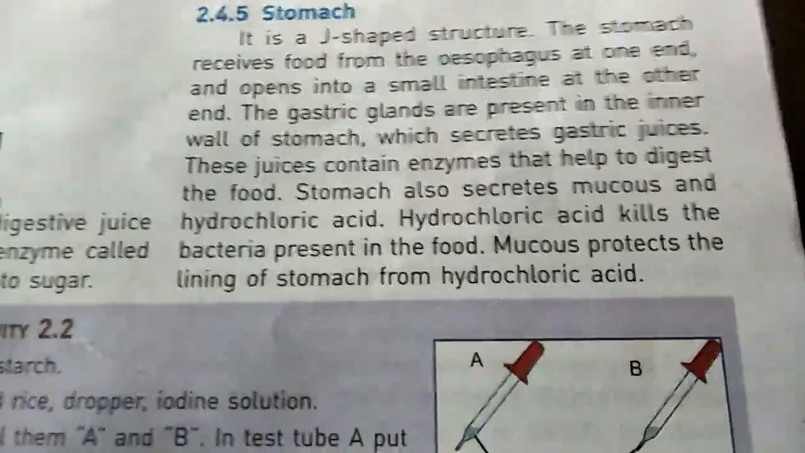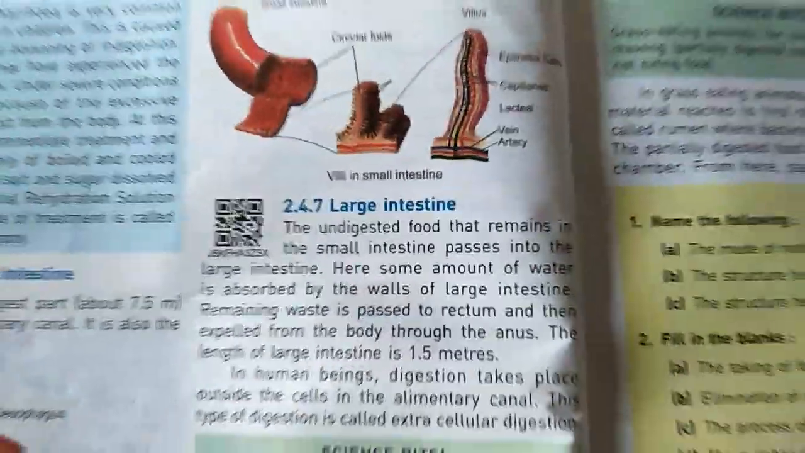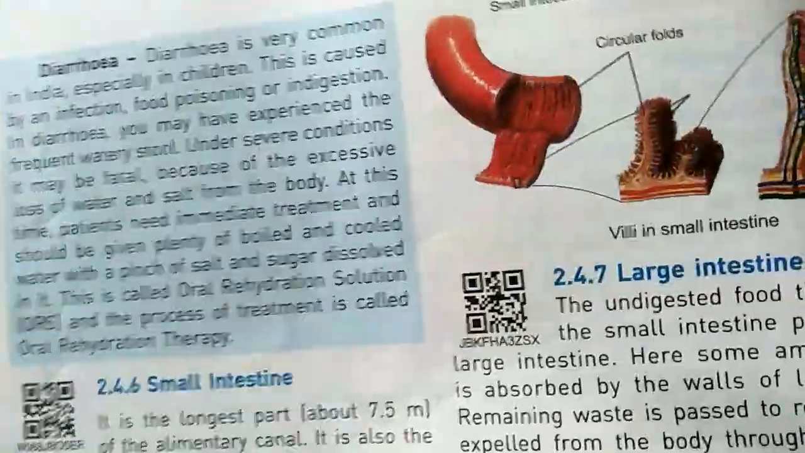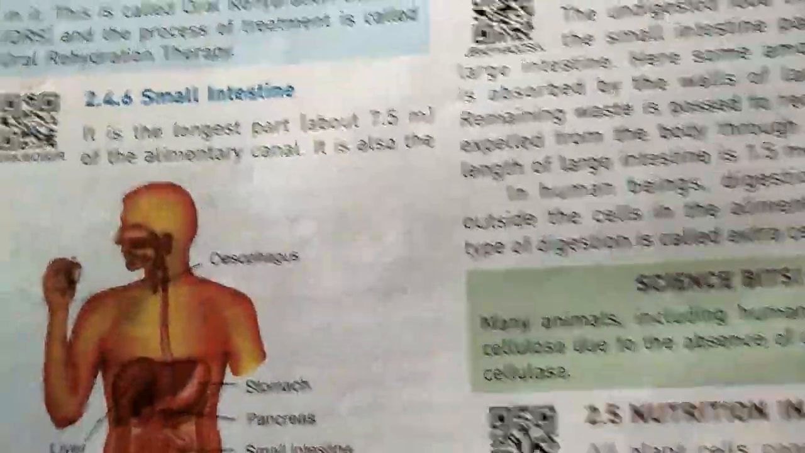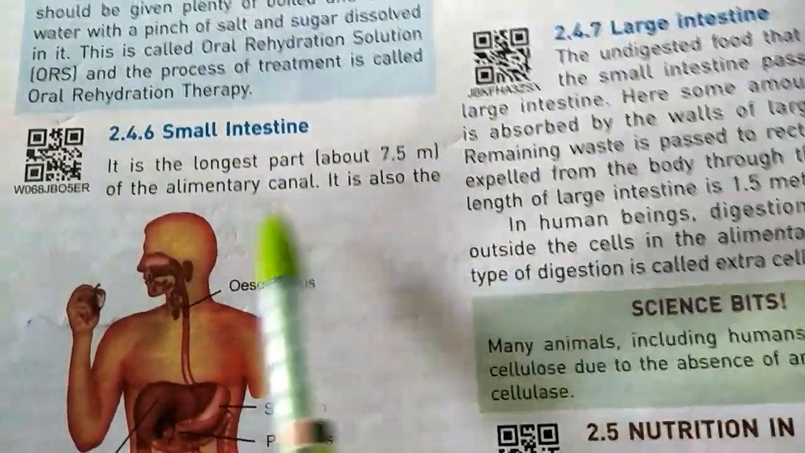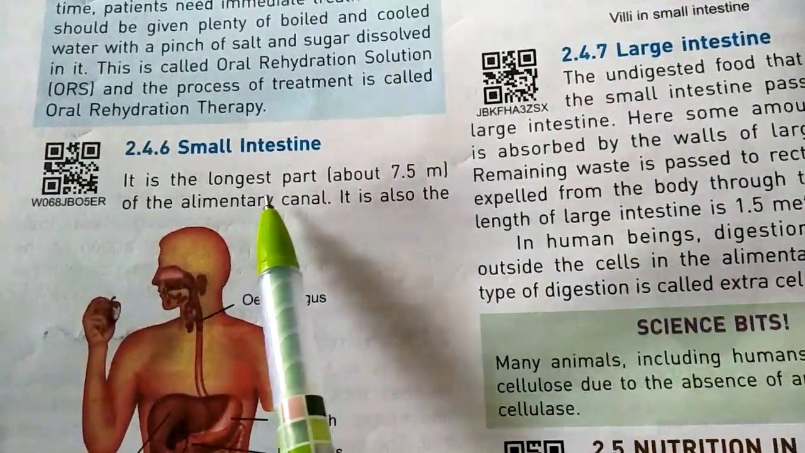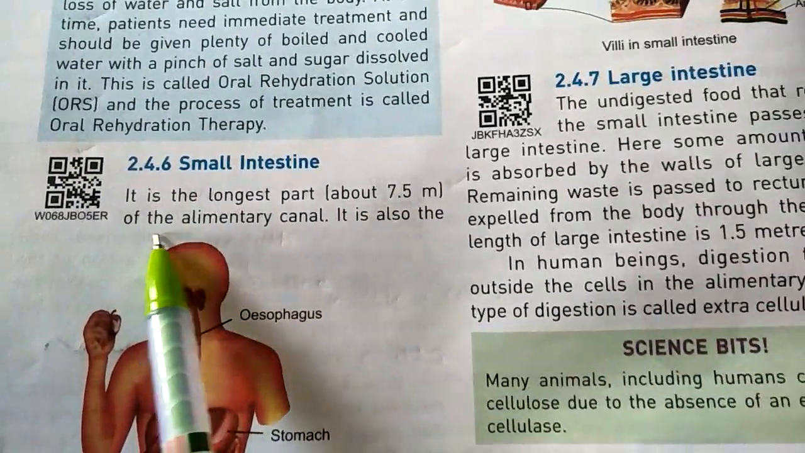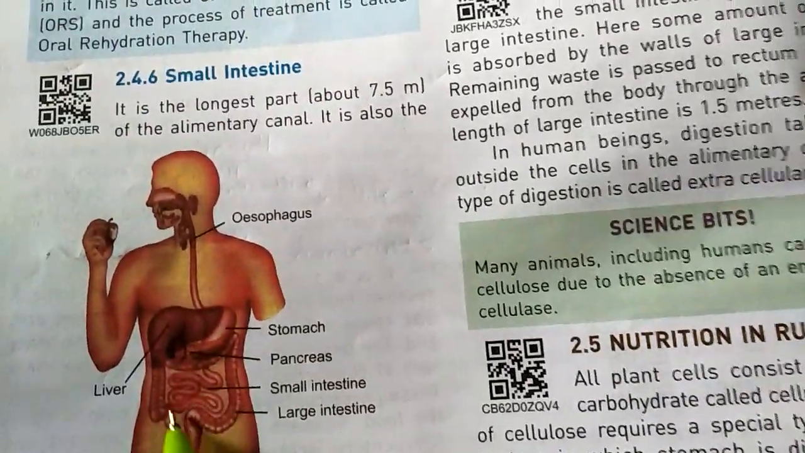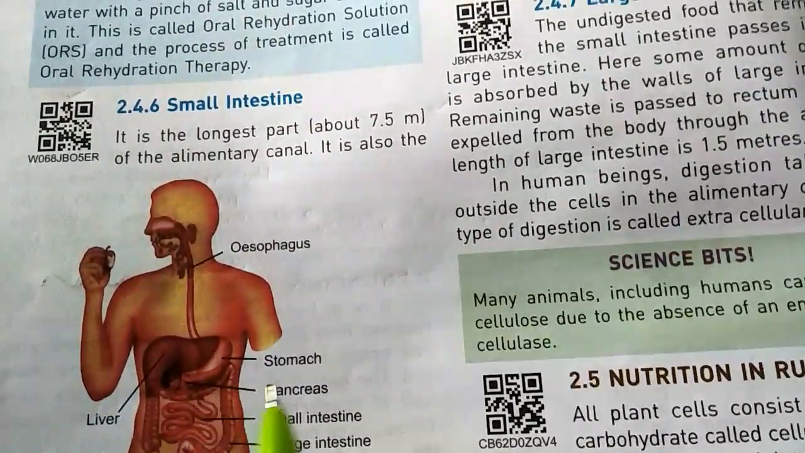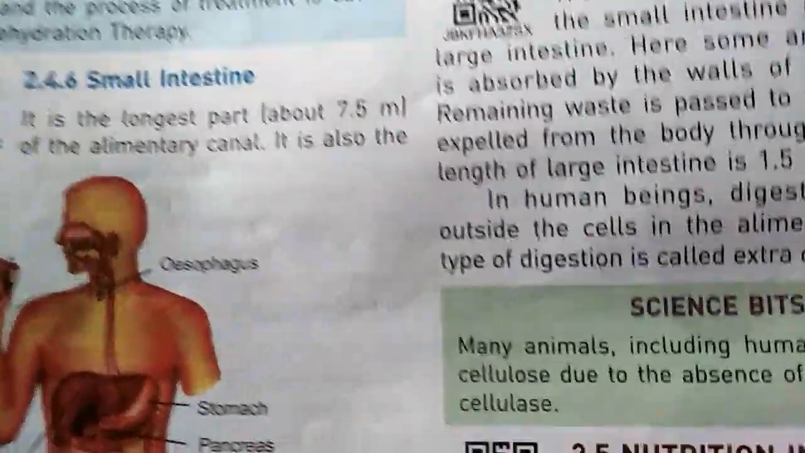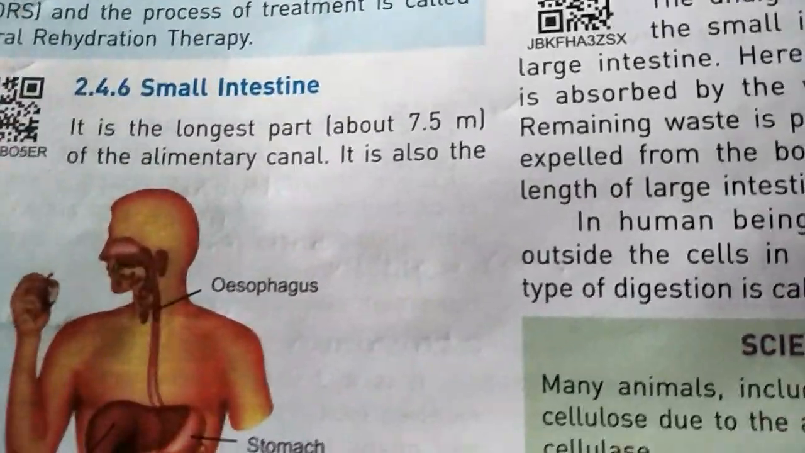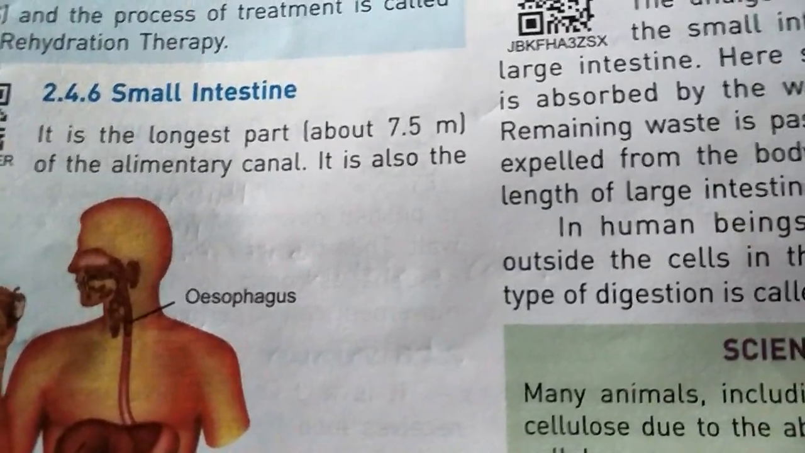Okay, next, after the stomach the food goes to the small intestine. The small intestine is the longest part, about 7.5 meters. Generally, the total length of the alimentary canal is 7.5 meters, but actually it is in the form of a coil. Okay, this is the coiling of the small intestine. That's why we cannot distinguish how the 7.5 meters of the alimentary canal fits.